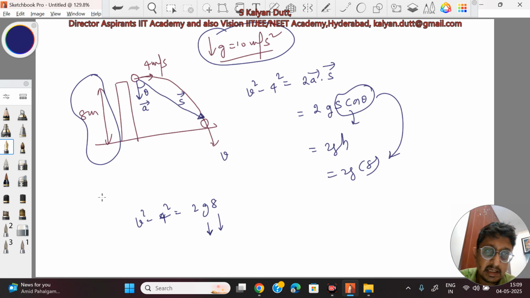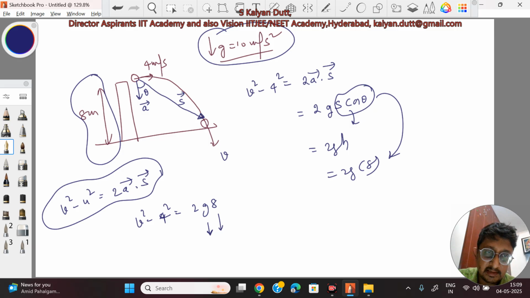Or you can even split the motion into horizontal and vertical separately and do it. But my point of stressing on this is, whenever you use the equation v square minus u square equal to 2, don't say as, rather use a dot s and do the proper dot product between a and s and solve the problem. It will avoid all the confusion.